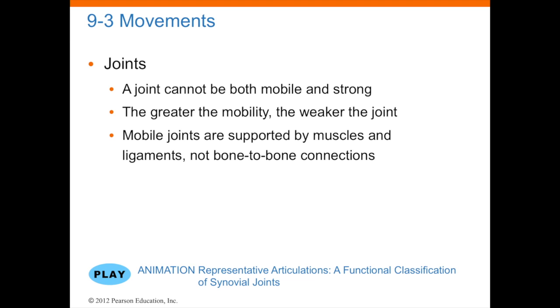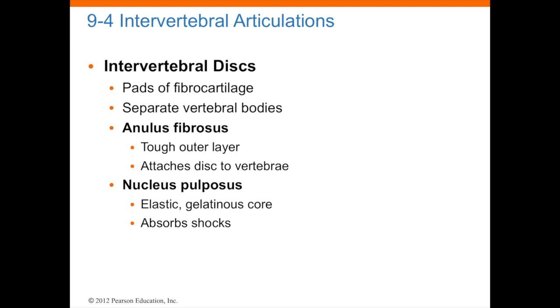Joints. A joint cannot be both mobile and strong. As I said earlier, the greater the mobility, the weaker the joint becomes. Baseball pitchers are prone to tearing up their arms, and they really don't have a long career in the sport. Mobile joints are supported by muscles and ligaments, not bone-to-bone connections. An example of that is your knee. Your knee joint is so valuable to your body in motion, and it's important to know the only things that hold it together are the quadriceps, the hamstrings, and the muscles and tendons and the ligaments in that joint.